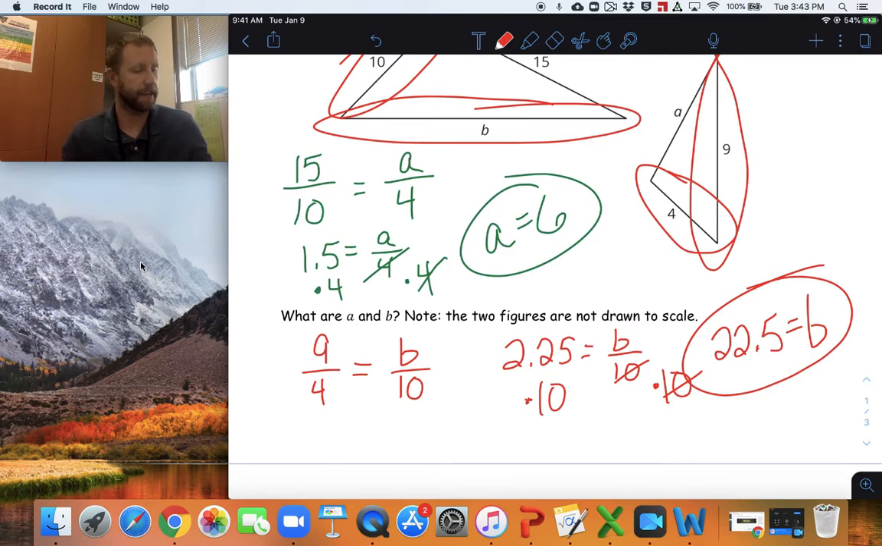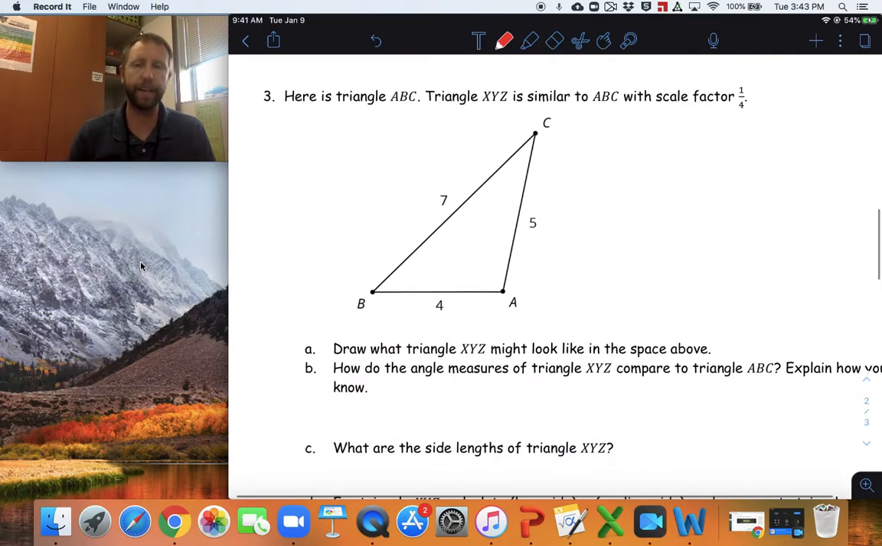All right, turn to page 72 in your books, and they give us this triangle here, ABC. Now it says it's similar to triangle XYZ, or actually it says it the other way around. Triangle XYZ is similar to ABC with a scale factor of 1/4. Okay, so if I know that triangle XYZ is similar to triangle ABC by a scale factor of 1/4, that's telling me what I need to multiply each one of these sides by to get triangle XYZ.